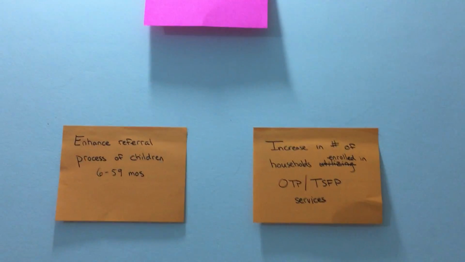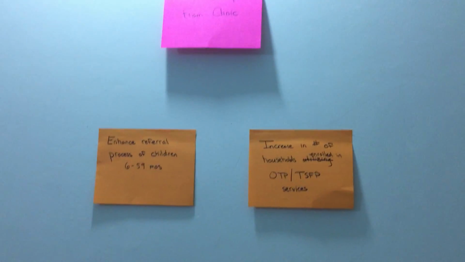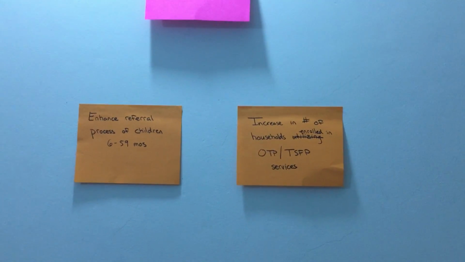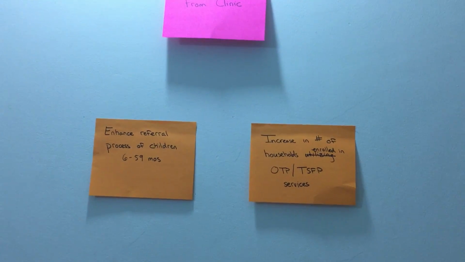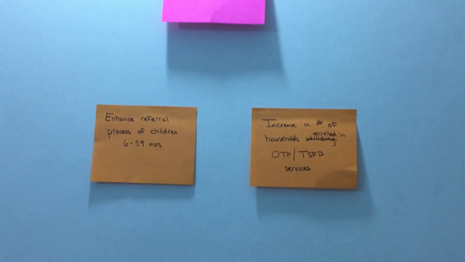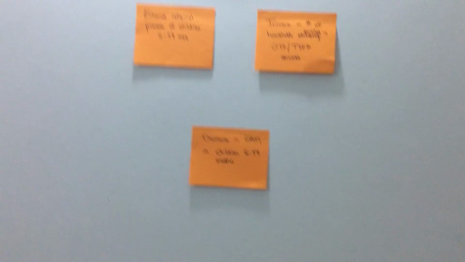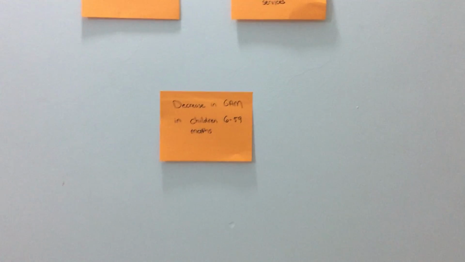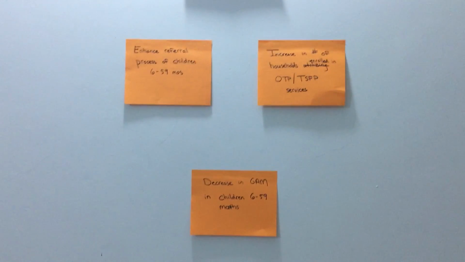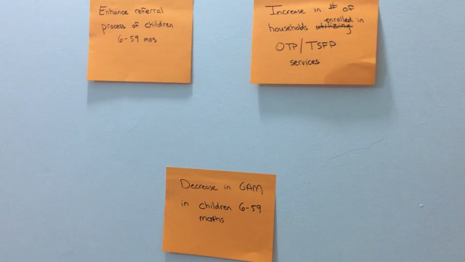And I put them side by side because if you imagine arrows going from all these post-it notes, there can be an arrow going back and forth between the two, that our enhanced referral process could cause an increase in number of households enrolled. And so they can happen simultaneously and they don't necessarily depend on each other. Unlike the outcome down here, which is more of a midterm outcome, which is the decrease in GAM in children 6 to 59 months, in order for that to happen, we first have to have an increase in the number of households enrolled or an enhanced referral process.